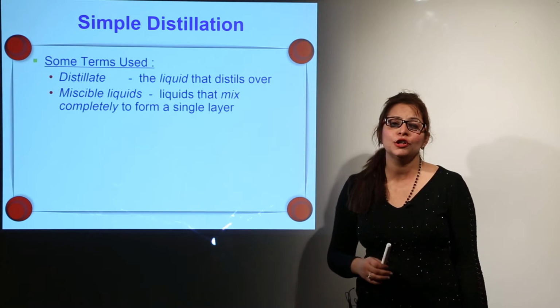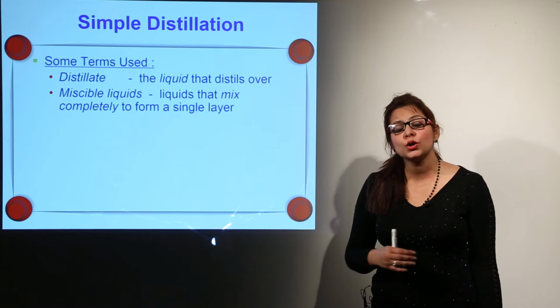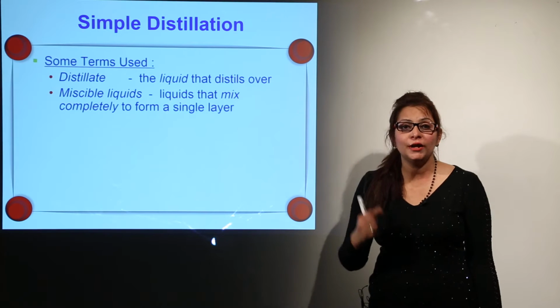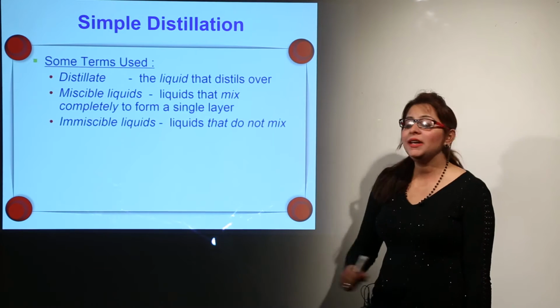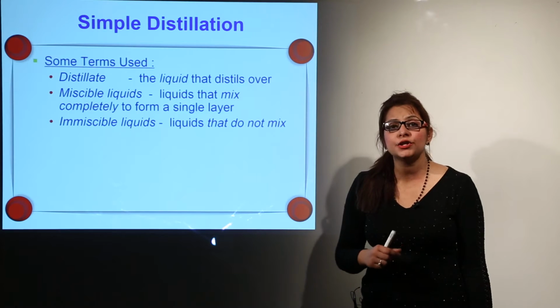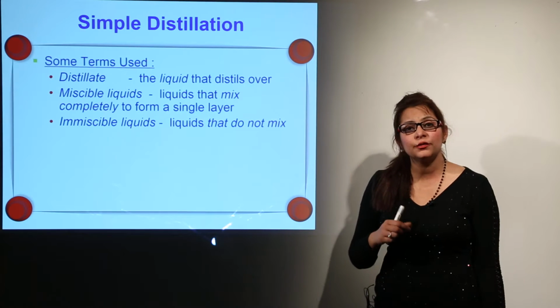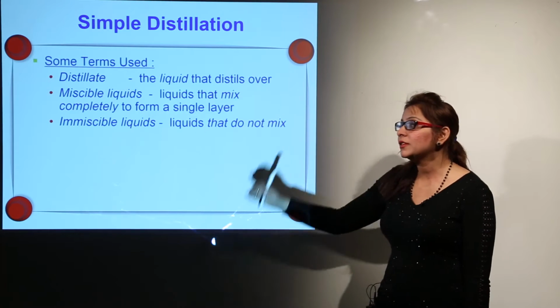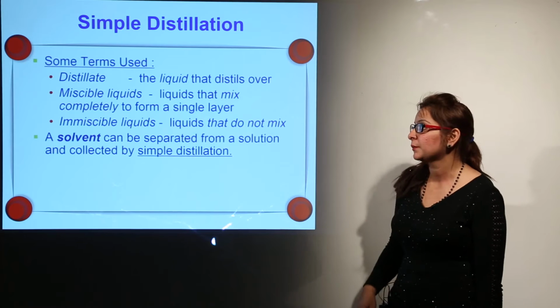What are miscible liquids? I told you before also, miscible liquids are those which completely dissolve in each other and exist in one phase. Immiscible liquids are those which do not mix completely with each other, like oil and water. If you mix oil and water, what will you see? You will see different layers, right. So those liquids are called immiscible liquids.